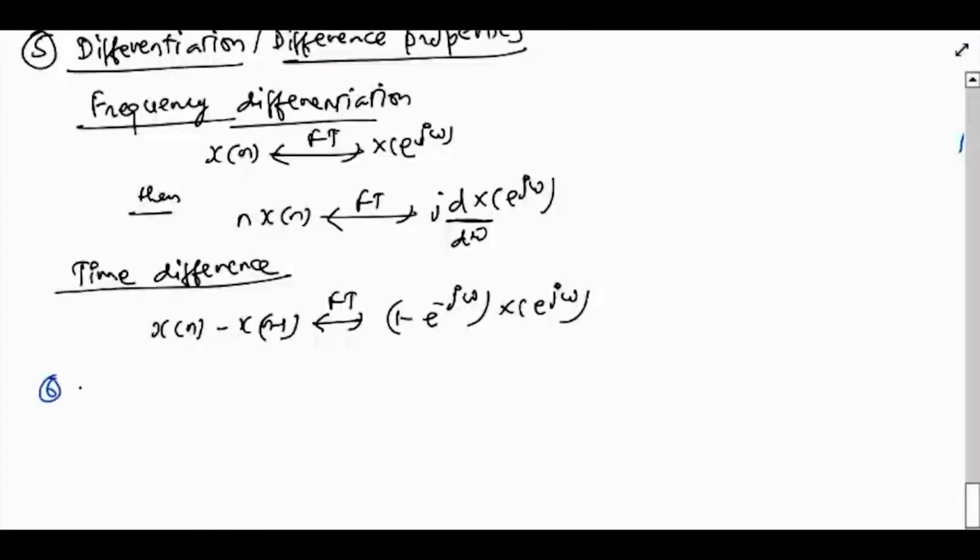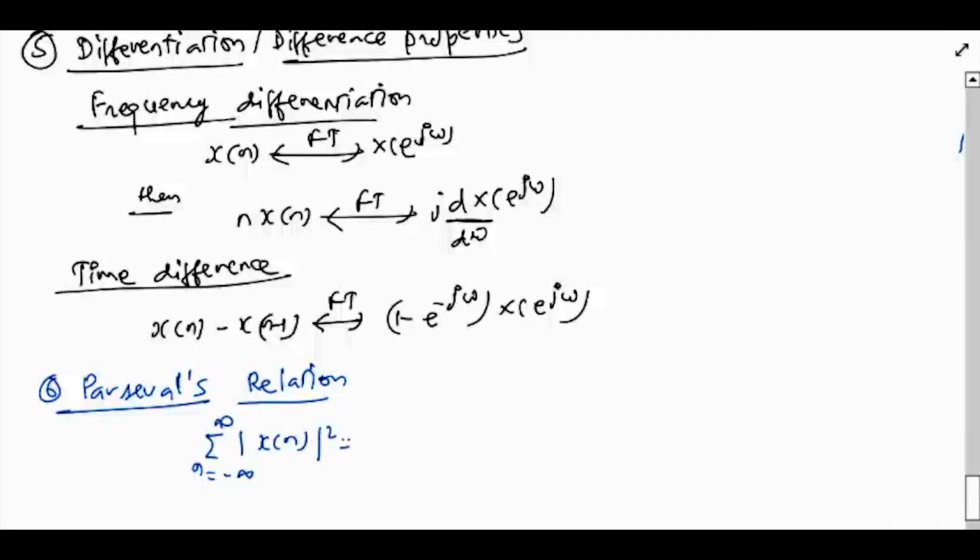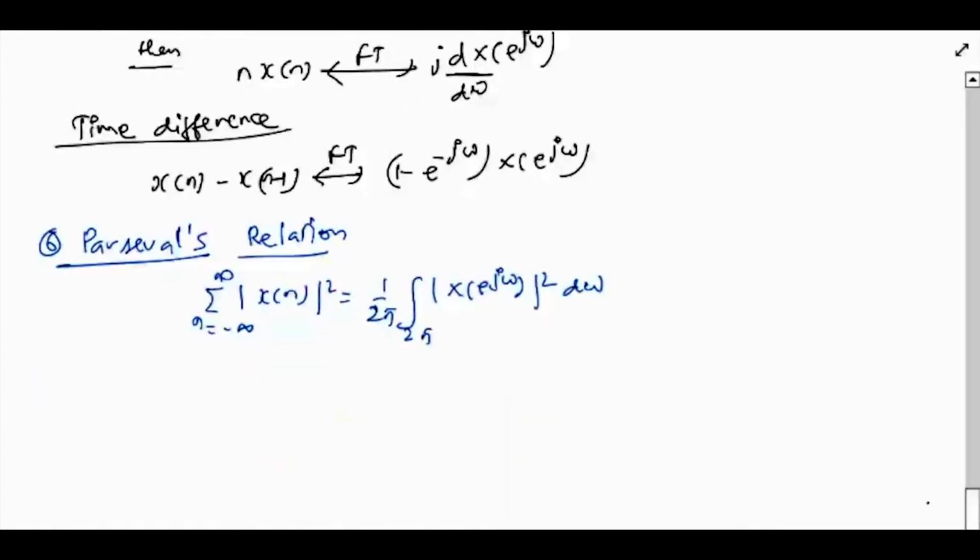We will see uses of these properties in a while, but for now let us look at the next property, which is Parseval's relation. This is similar to the relation in the case of continuous time signals. In particular, we have that the sum from n equals minus infinity to infinity of |x[n]|² is equal to 1 over 2π times the integral of |X(e^{jω})|² dω. Again, notice that on the right hand side the integration is limited to one period only.